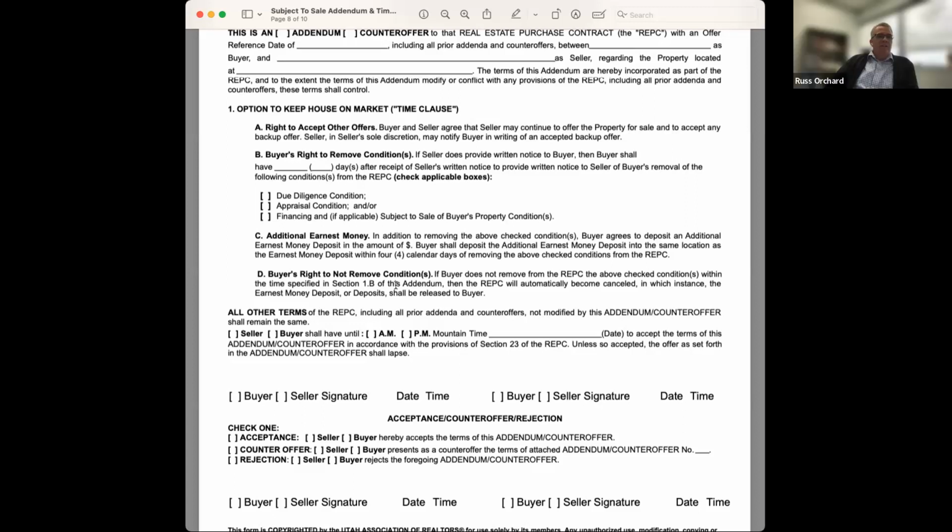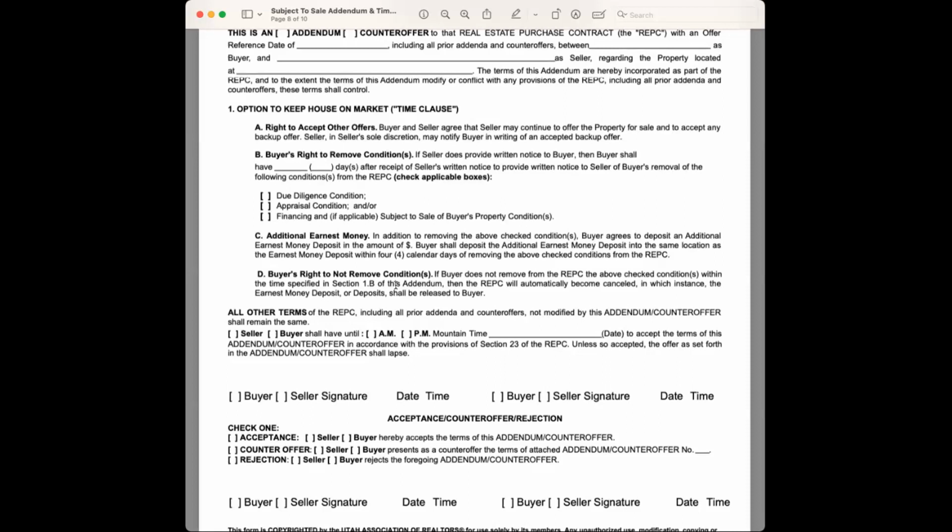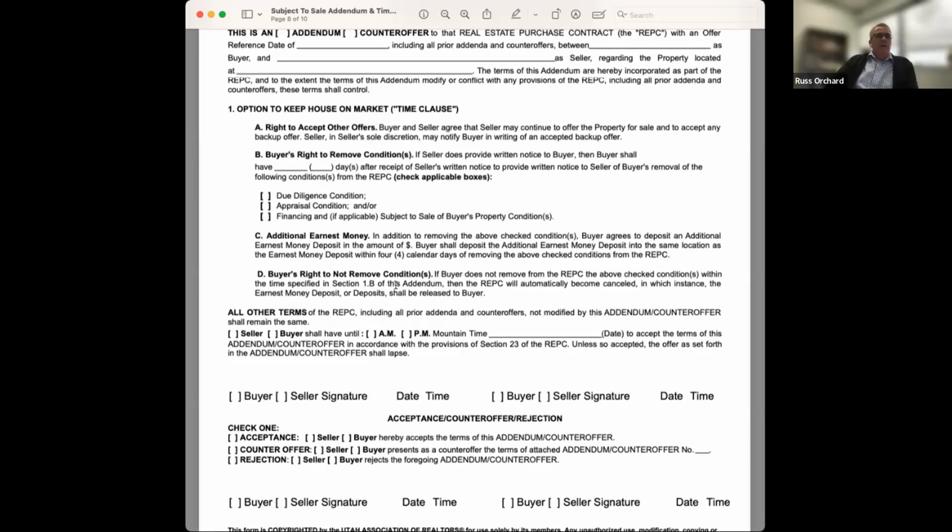Counter back and just say, no, buyer still has the right to cancel based on section 8.1 and the appraisal condition still applies. Perfect. Thanks. You'd want to counter that back. So good. All right. Then next is section D, the buyer's right to not remove the conditions.